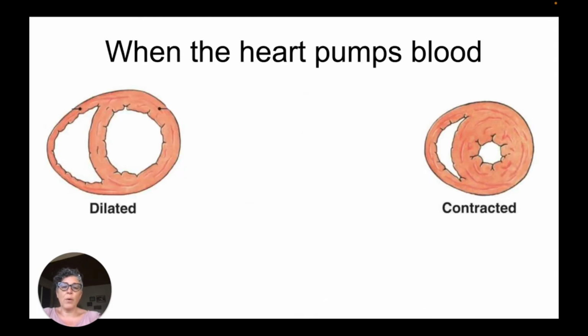Okay, so when the heart is pumping blood, we can see here on the left the muscles of the ventricle chambers are dilated. That means they're a bit relaxed. Versus on the right, when those muscles are contracted, you can see how much thicker those walls are getting in an effort to pump blood around the body.